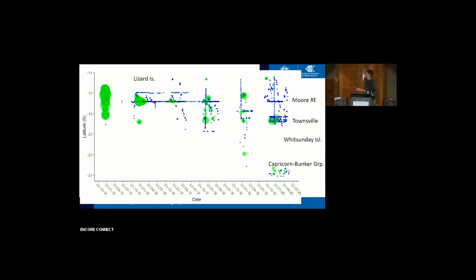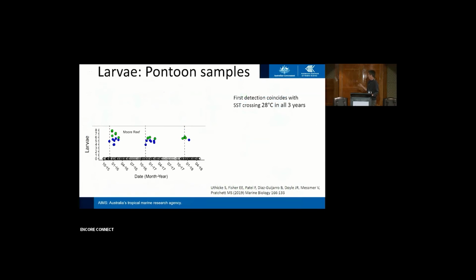That's just to illustrate how much data we got. One thing we have done and published with this data, back to the Moore Reef data, is look at the seasonality of spawning. No big surprise, there are only larvae in the plankton in summer, so you never find any larvae outside the main spawning season.